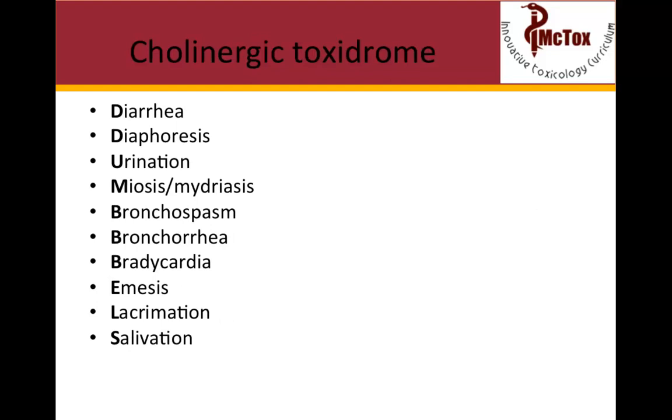The cholinergic toxidrome can be recalled using the mnemonics DUMBBELS or SLUDGE. The muscarinic cholinergic picture is essentially diarrhea, diaphoresis, urination, miosis or mydriasis, bronchospasm and bronchorrhea, bradycardia, emesis, lacrimation, and salivation.